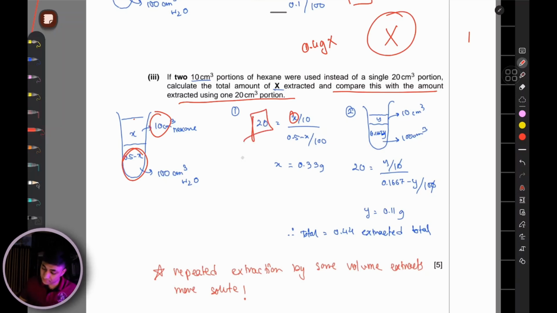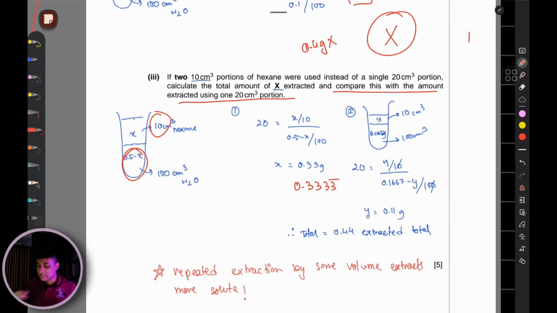KPC is 20 and I know X grams, I don't know, but X grams is going to be extracted by 10 cm cube of hexane. And you're going to be left with 0.5 minus X because X has been extracted. And in what volume? 100 cm cube. Now find X. This is going to be 0.3333 recurring, right? If you solve for X, that is.